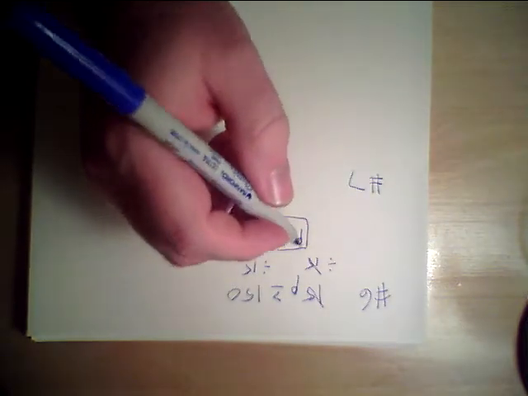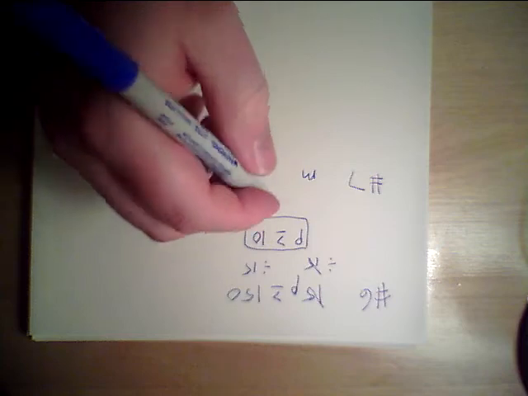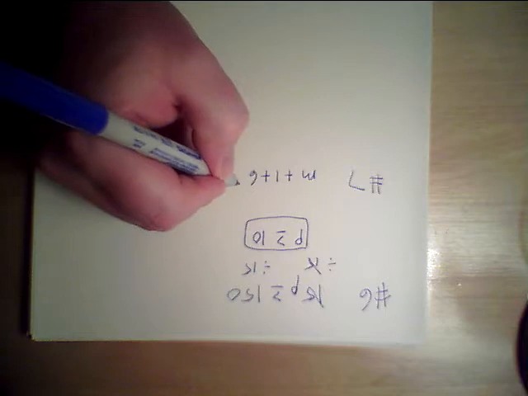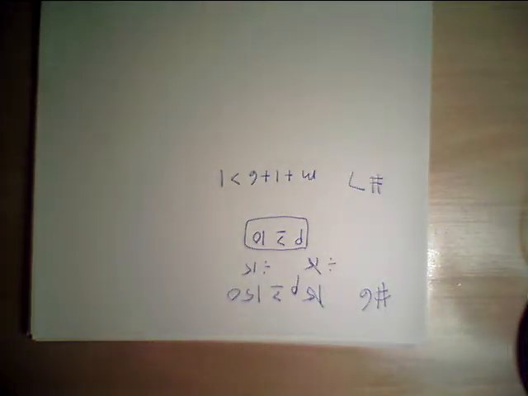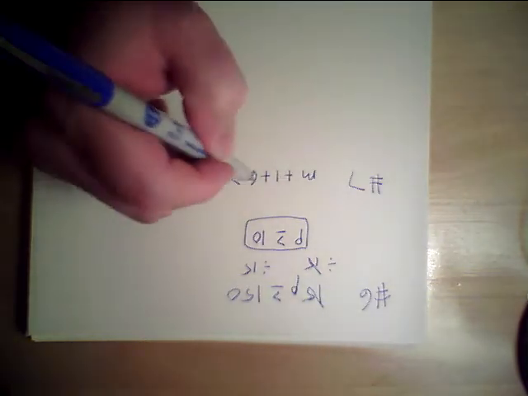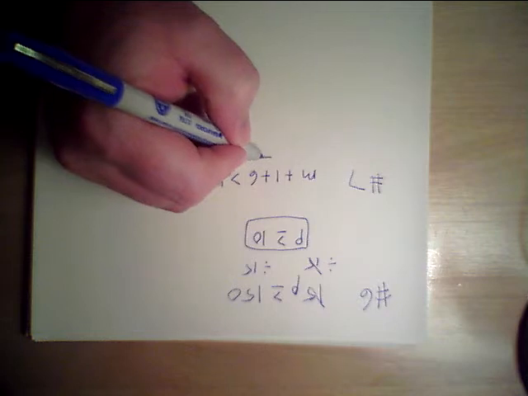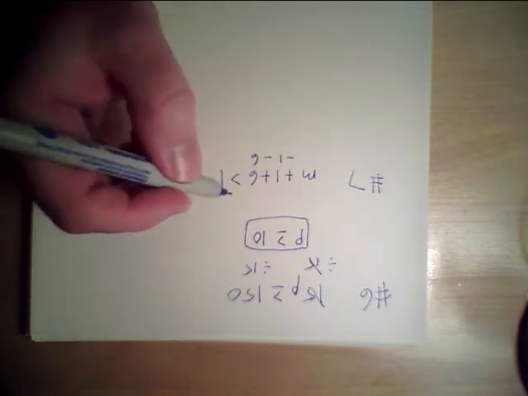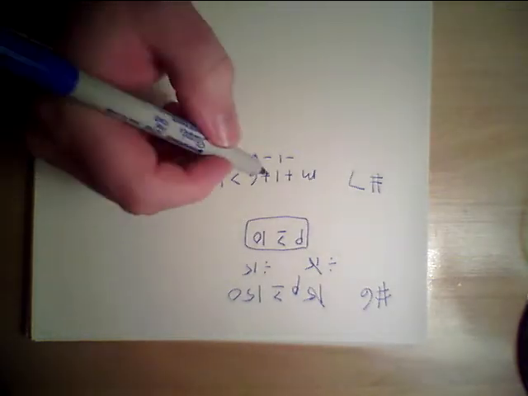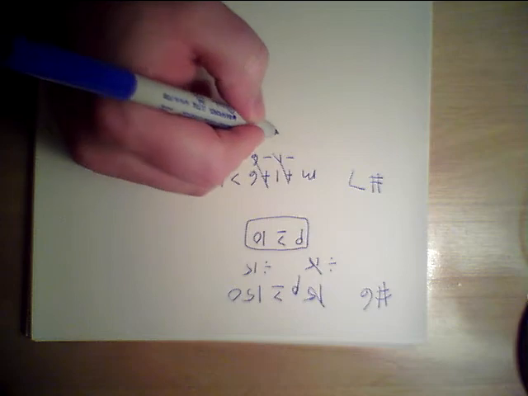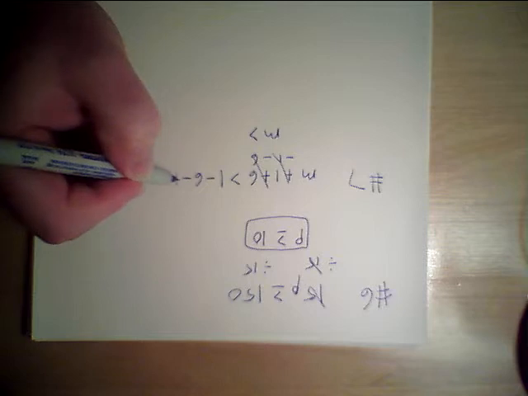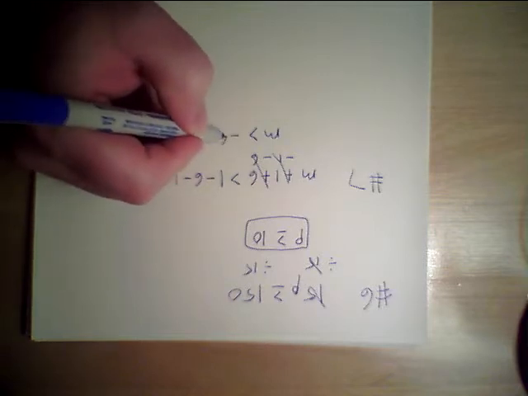Number 7, we have m plus 1 plus 6 is greater than 1. So pretty straightforward. We have a positive m. We're just going to move all this nonsense to the other side. So we'll subtract 6 from both sides, and we'll subtract 1 from both sides. So 1 minus 6 minus 1. These cancel. We get m is greater than 1 minus 6, which is negative 5. Negative 5 minus 1 is negative 6.